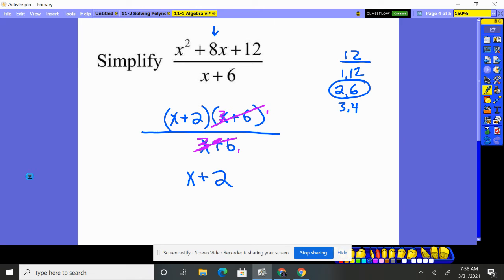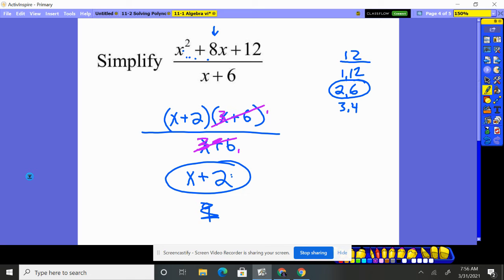Now you tell me, would you rather plug 7 in up here and square it and multiply by 8 and add 12 and then divide by 13? Or just plug in here and go, 7 plus 2 is 9. You would much rather plug in here, wouldn't you? Yeah. No matter what you plug in for x up here, it's the same as just taking the x and adding 2 to it. See how much simpler that is? That's why we call it simplifying.